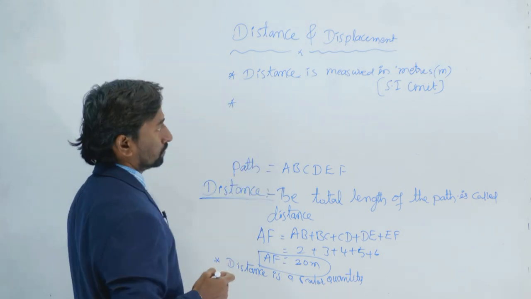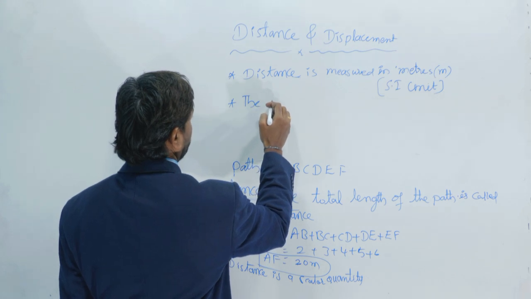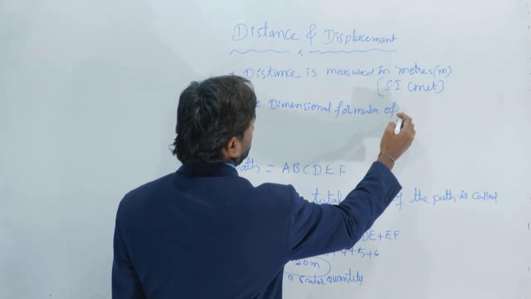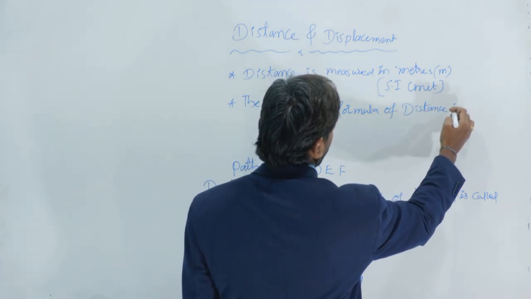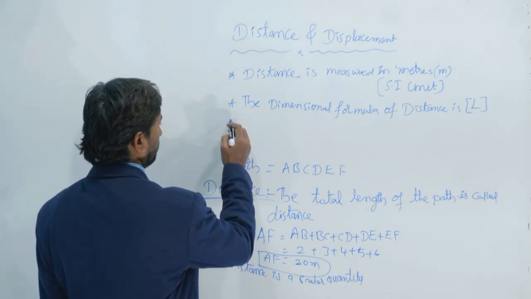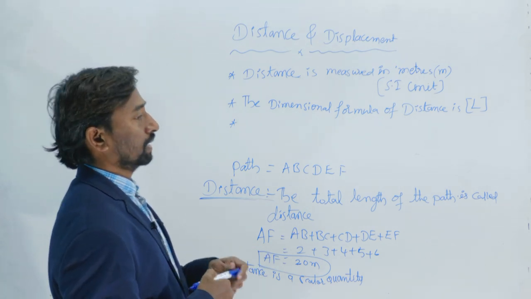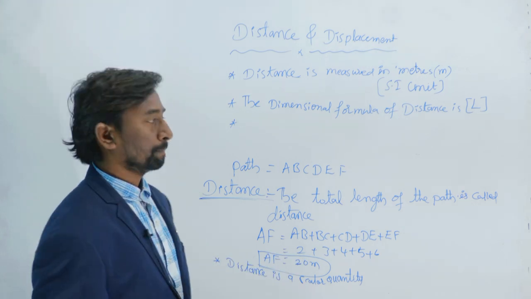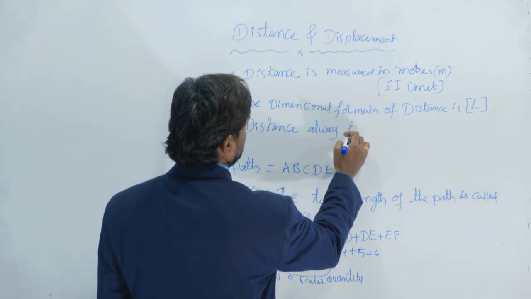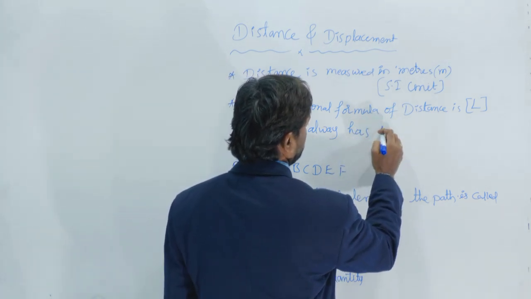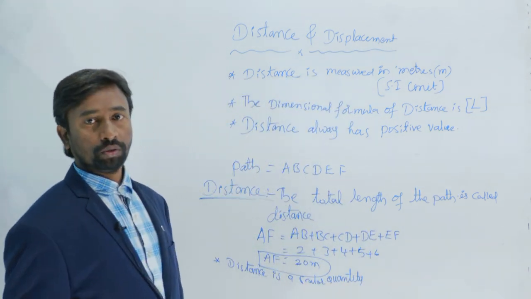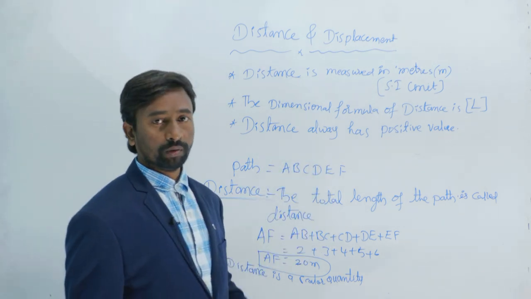And next, the dimensional formula of distance is capital L in a bracket. Capital L will be the dimensional formula. And distance always has a positive value only. It has only a positive value. There is no negative value and zero. It will always be a positive value. It will have a number.